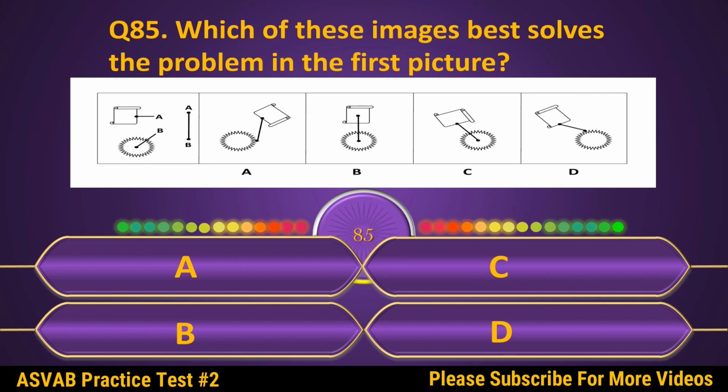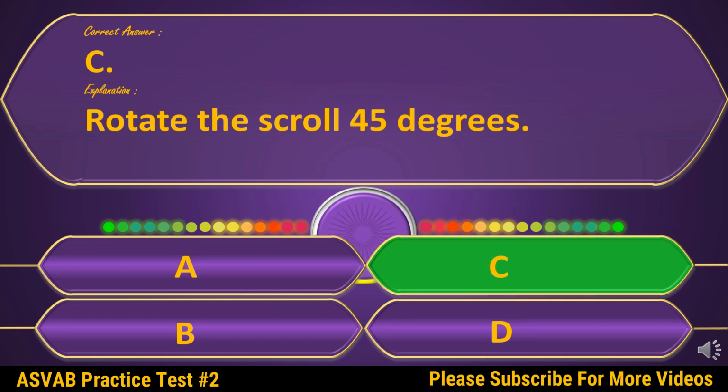Question number 85. Which of these images best solves the problem in the first picture? And the options are A, B, C, or the option D. And the correct answer is option C. Rotate the scroll 45 degrees.